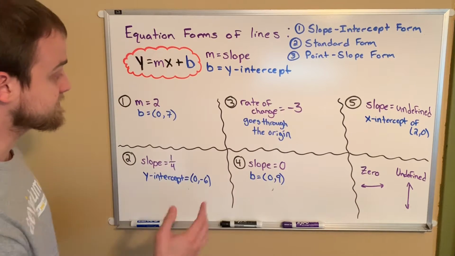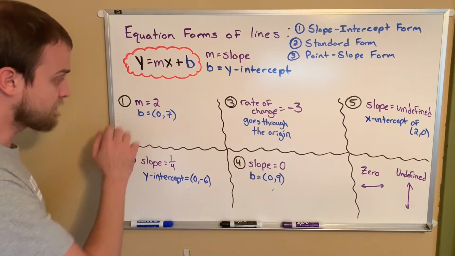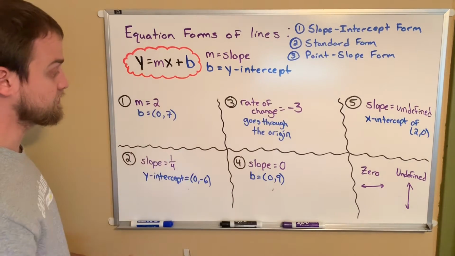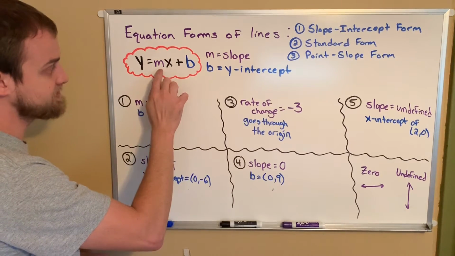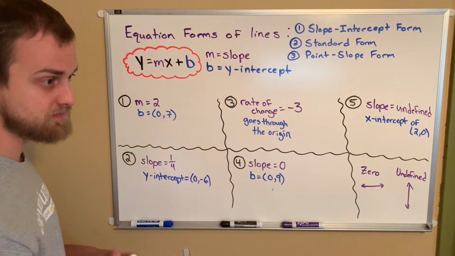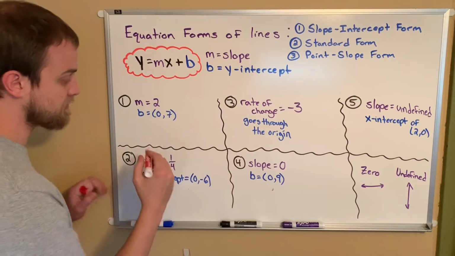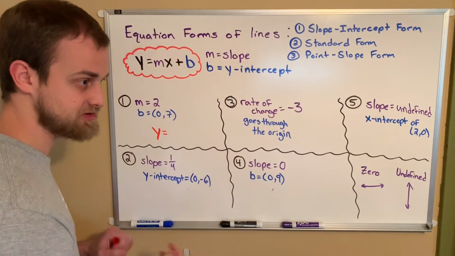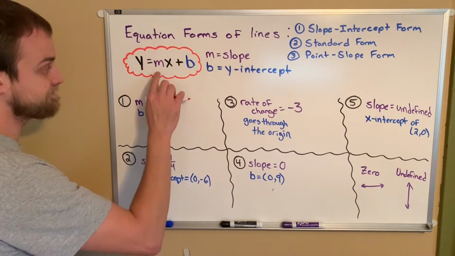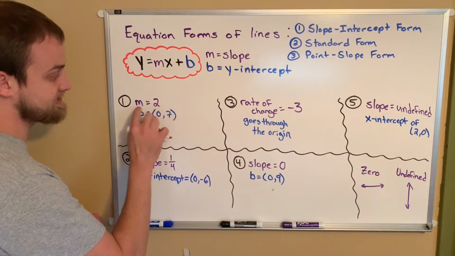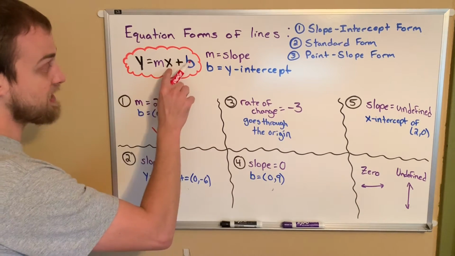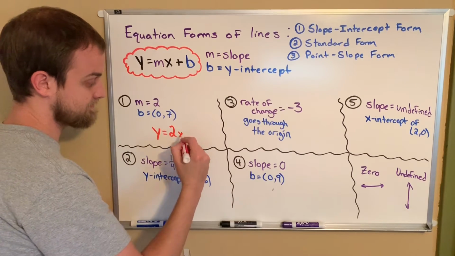So let's start with our first example. Number one, right? M, my slope, is 2. And remember, my slope is always in front of my x as a multiplier, as a coefficient. So when I go to write this, it's always going to be y equals. That's how we start slope-intercept form every time. Well, next up is my slope. In this case, it's 2, followed by my x, which is always there.